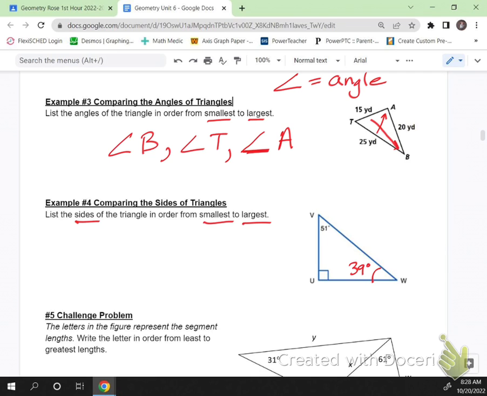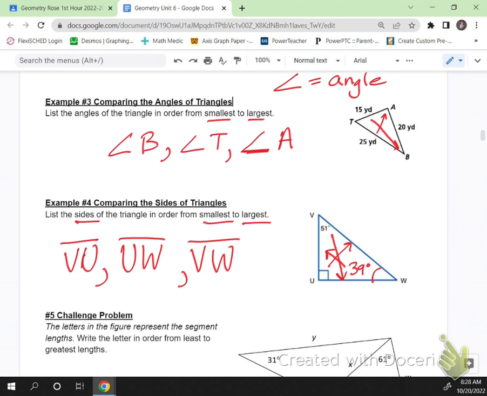We have to have segment notation. Which segment is the shortest? W is the angle. So across from W, what segment is that? VU or UV. VU with a segment on top. You have to have 2 letters. You have to have the segment notation. Okay, what is the largest side? VW. Or I could say WV, because remember, segment order does not matter. What's the in-between one? UW. There are your 3 sides with segment notation.